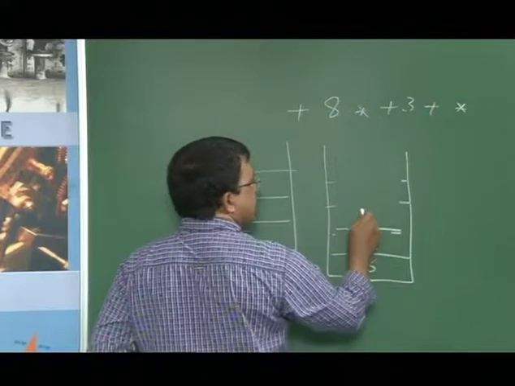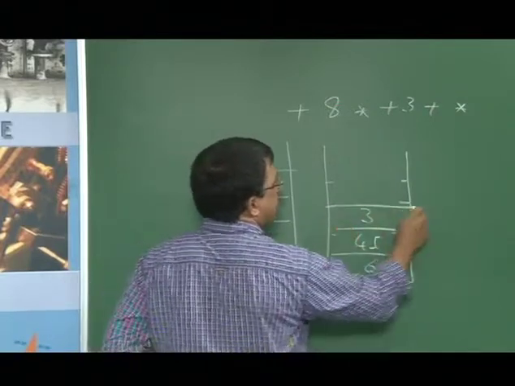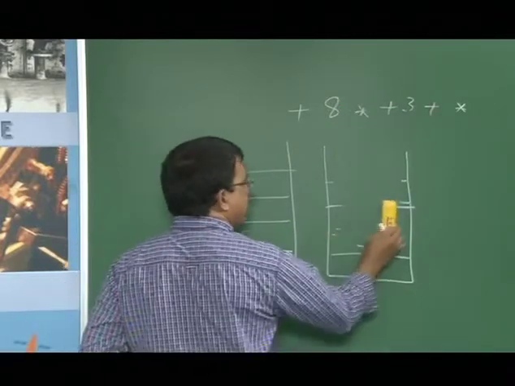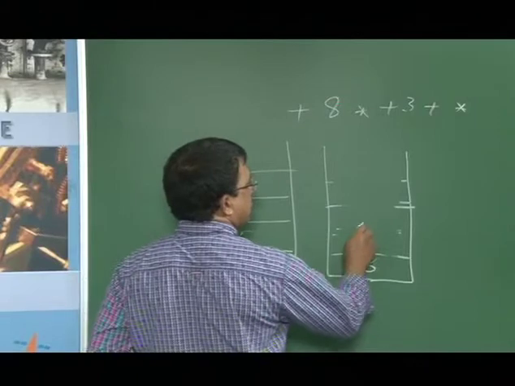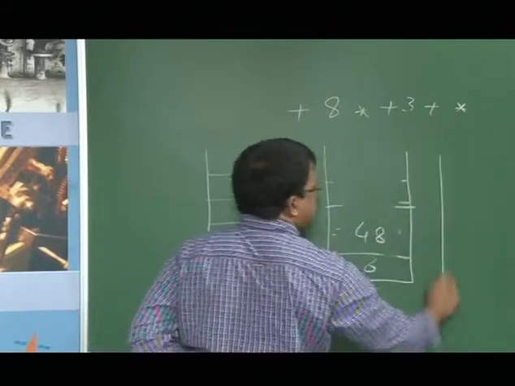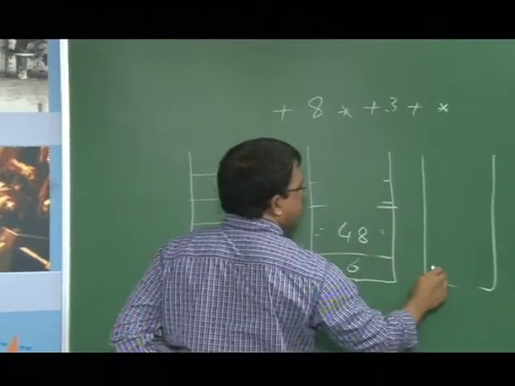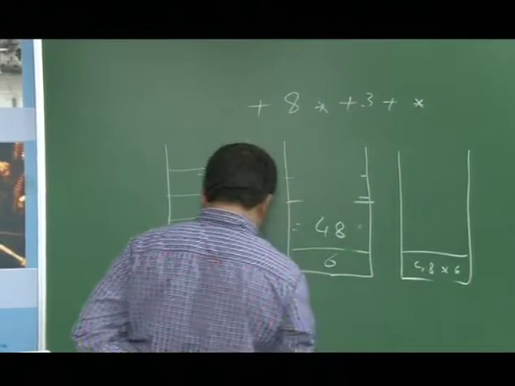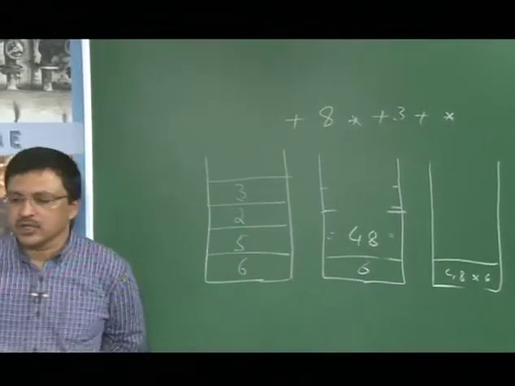Then what do I see? I see a 3. I push it onto the stack. Then I see plus. So 45 plus 3 becomes 48. Then lastly, 48 into 6. So that is applied onto these two. So what goes here is 48 into 6. You get your answer. Okay.